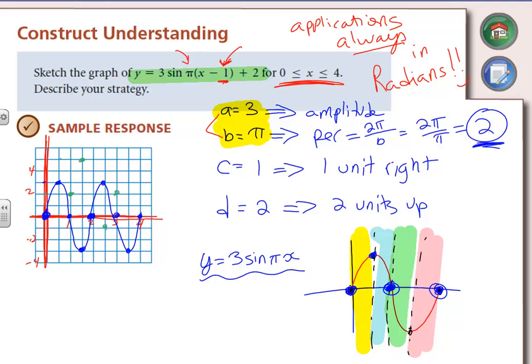Oh no, I just forgot one point here. 1, 2 up, and 1 to the right. There, I forgot that point. There's our first cycle. Remember that we can only go from 0 to 4.